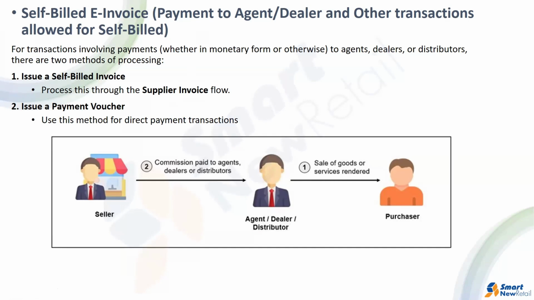So for transactions involving payments to agents, dealers, or distributors, we have two methods of doing this. One is a self-bill invoice. We process this through the supply invoice flow, like the one I showed you just now. The second one is using a payment voucher. We use this method for direct payment transactions.